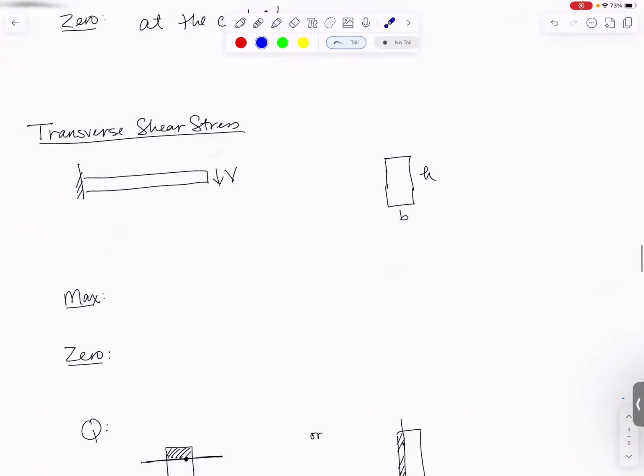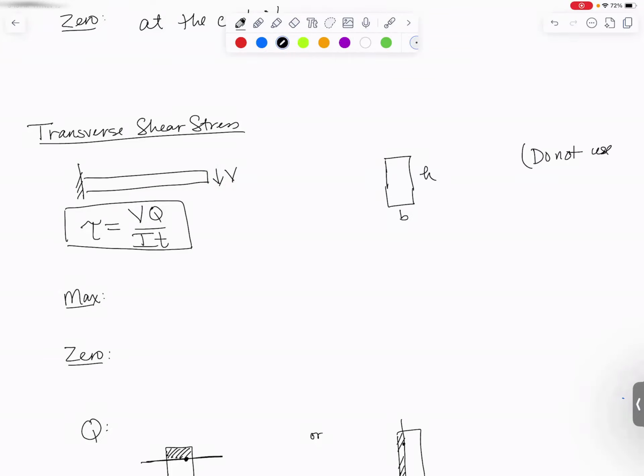Next, we have transverse shear stress. The equation that we use for transverse shear stress is that transverse shear stress tau is equal to VQ over I t. So if I've cut it open and I've found my internal shear force, that goes right there in the top of the equation. And I want to remind you, we do not use tau equals V over area. That's a very poor approximation. It assumes the stress is uniform, and turns out the stress is not uniform.